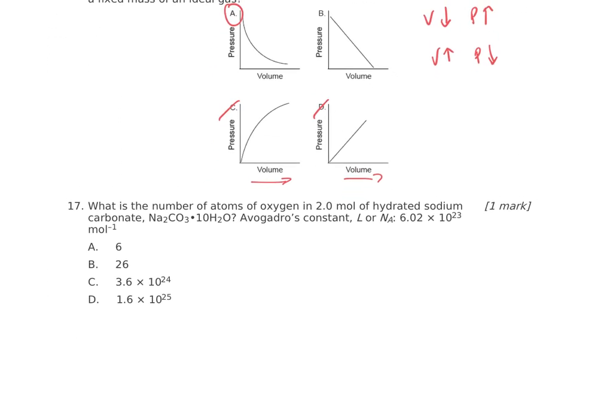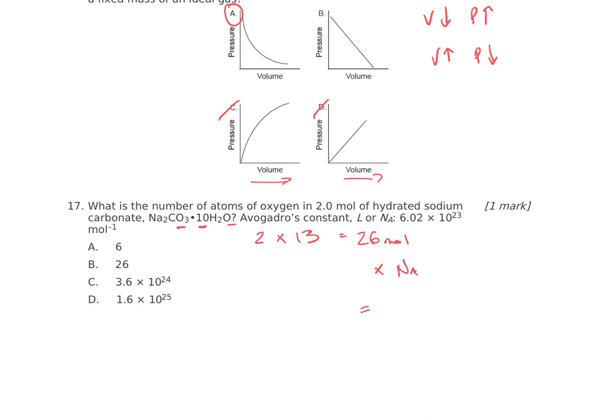17, what's the number of atoms of oxygen in 2 moles of hydrated copper sulfate? Avogadro is constant. Okay. So the number of atoms of oxygen in 2 moles is going to be 2 times however many atoms I've got in that whole molecule. So I have 3 in my sodium carbonate, and I have 10, so it's going to be times 13. Okay, so it's going to be 26 moles. And then to find the atoms, remember moles times Avogadro.